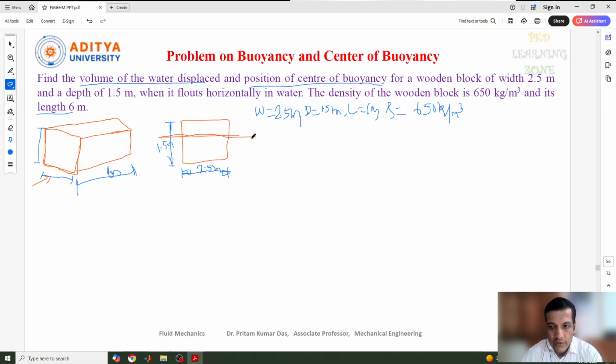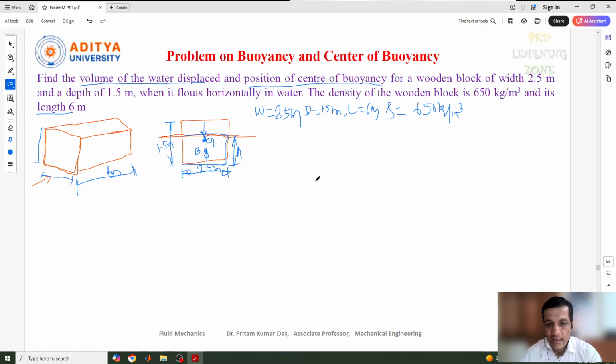Now for this object, suppose this is the point at which the weight of the body acts, that is the G point, and this is the point, suppose B point, where the force of buoyancy is acting. So let's draw this. Now what you need to find out is, after keeping this object inside the fluid, what volume of water is displaced, and what is the center of buoyancy, the height of this B point. For that, first we need to identify the height H.